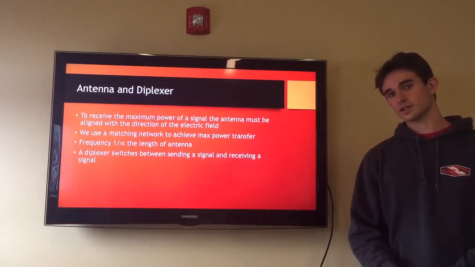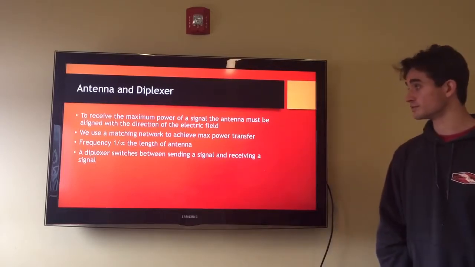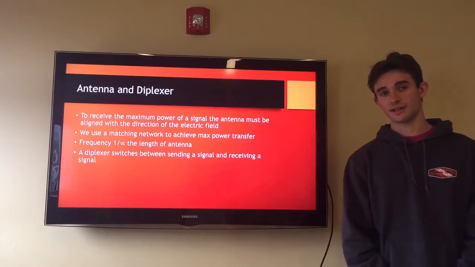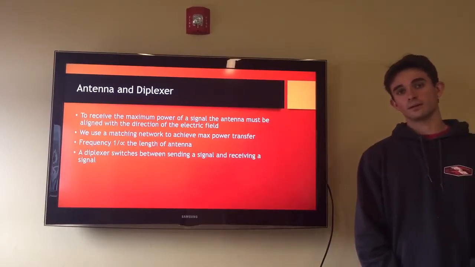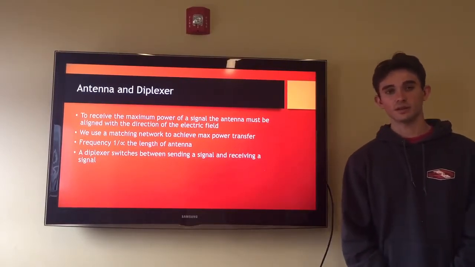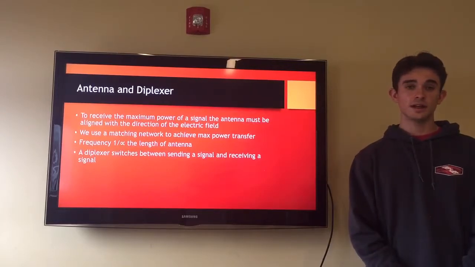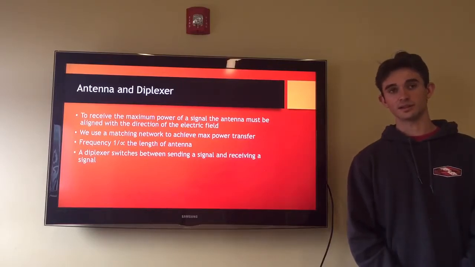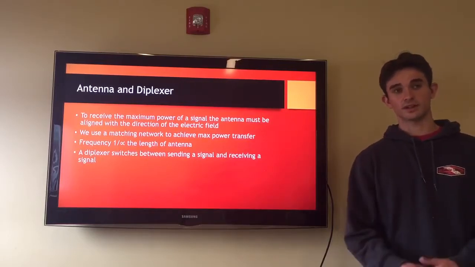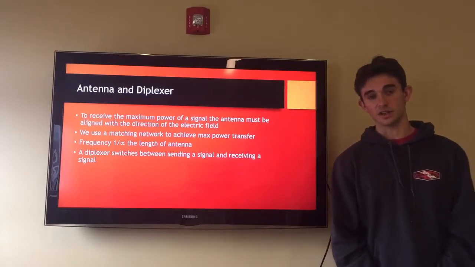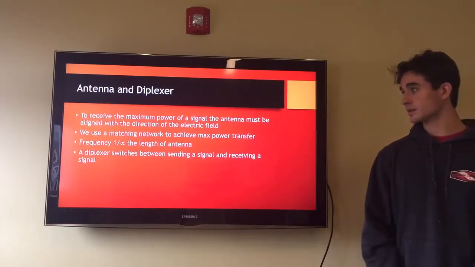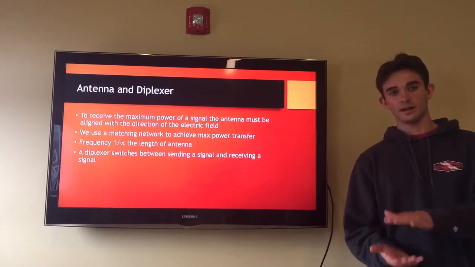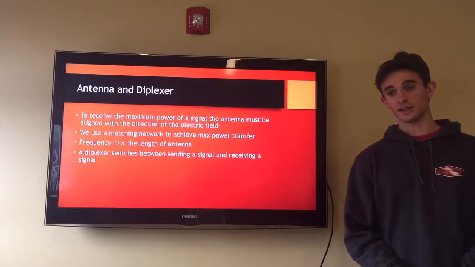Secondly, we can think of this more from a circuit point of view. We need to use a matching network to achieve max power transfer. When we do circuit analysis, typically when we want to find Thevenin impedance and attach a load impedance, the Thevenin impedance and the load impedance need to be matched. More specifically, they need to be complex conjugates of each other to achieve max power transfer. So the matching network makes sure that the RF circuitry that does more signal processing and the antenna are matched.